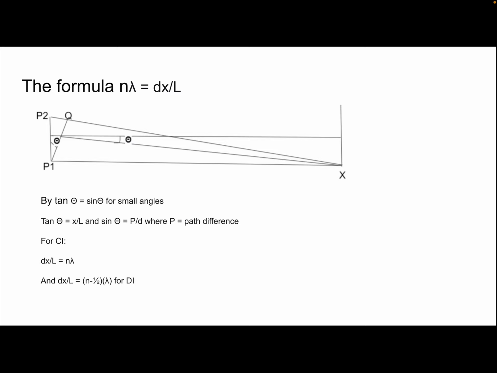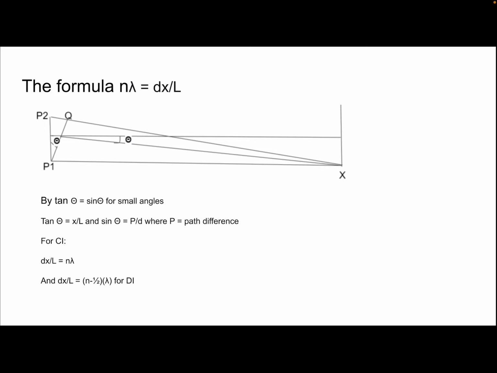That's our distance x. And we have tan theta equals x over L, because if you look at the triangle that is formed between our central maxima and the line that deviates from the central maxima to x, that creates angle theta. And we can say that tan theta equals opposite over adjacent, which in this case would be the distance x from the central maxima divided by the distance between the screen and the sources, which we're going to call L. So therefore, tan theta equals x over L, and we know that sine theta equals path difference over our distance between the slits.